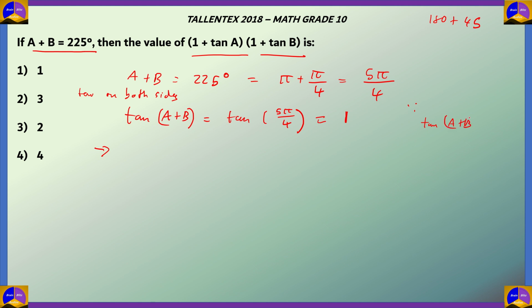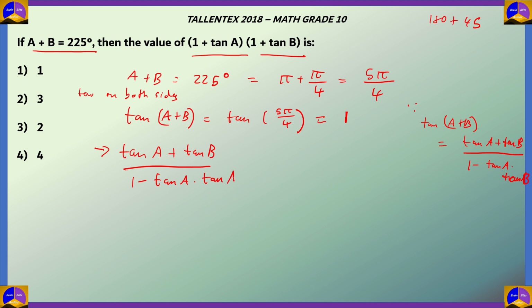Tan of A plus B is basically considered as tan A plus tan B over 1 minus tan A times tan B. So we're going to use this identity in this particular relation. So the left-hand side would be expanded to form tan A plus tan B over 1 minus tan A times tan B. The right-hand side is still 1.